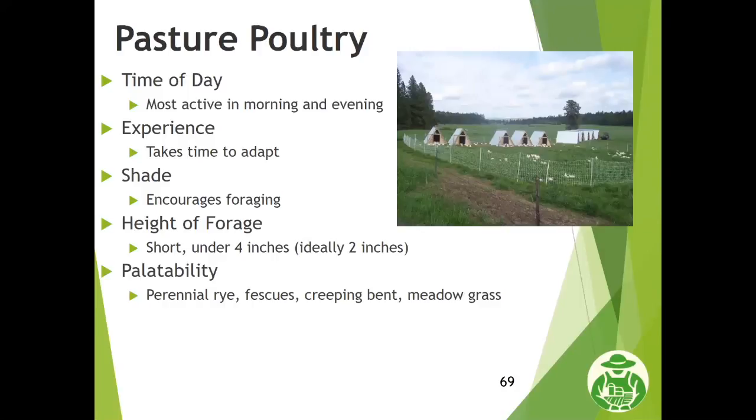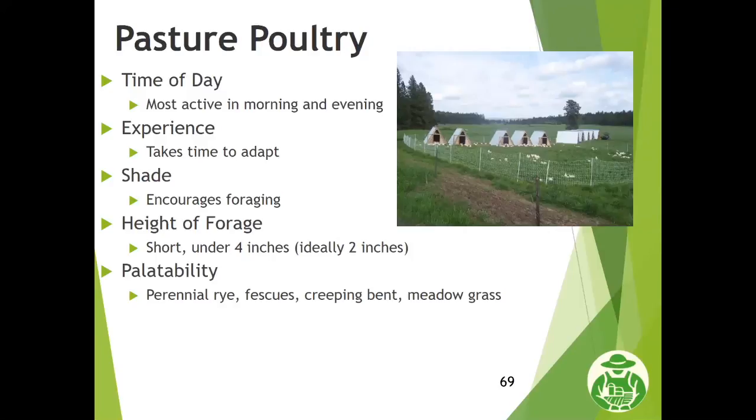Some possible ways to introduce poultry to grazing would be to take some lawn clippings, put them in, and get them used to grazing some of that pasture. Shade and shelter definitely encourage foraging. Birds don't like to be just out in the open. They like to have some type of shelter to protect them and some shade, and that will help increase and encourage that foraging.